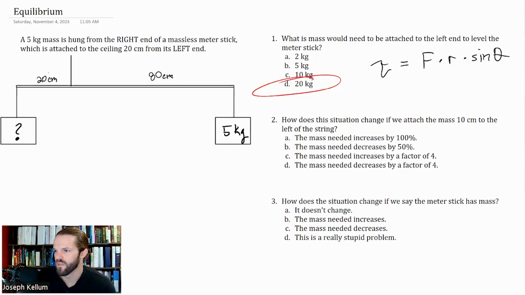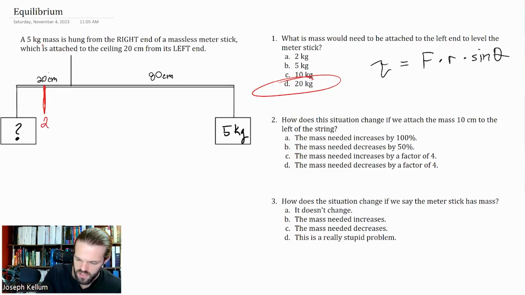I'm going to see if I can reset this for the next question. The next question is: how does the situation change if we attach the mass 10 centimeters to the left of the string? What I mean by that, in case it's not clear, is that we hang it from here this time. So that's 10 centimeters there instead of 20.